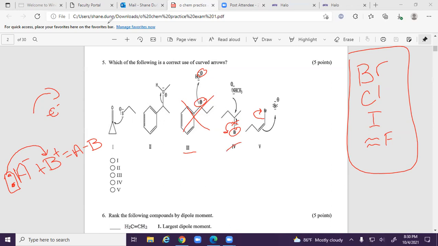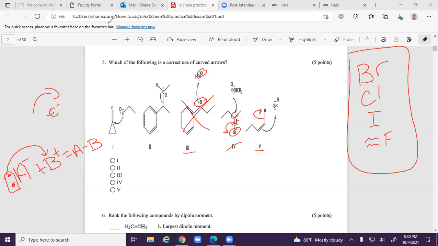Four is wrong because what it's saying is carbon is more electronegative than bromine. Is that true? No. If you don't know, go look at a periodic table. Bromine is way closer to fluorine than carbon is because it's in the same column. Does that make sense? Okay.